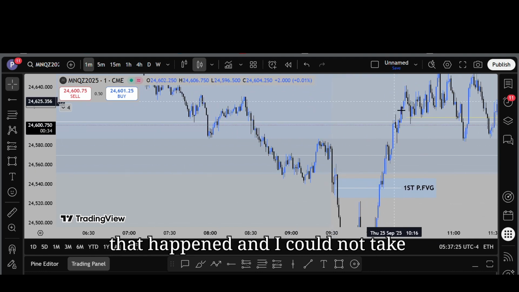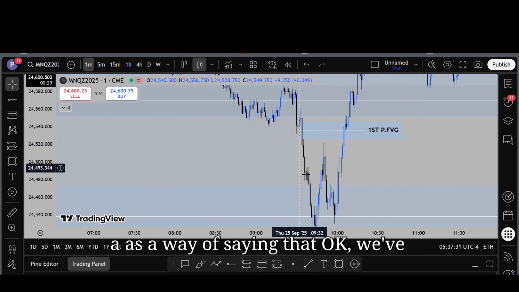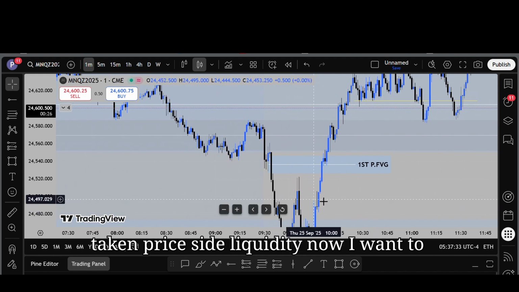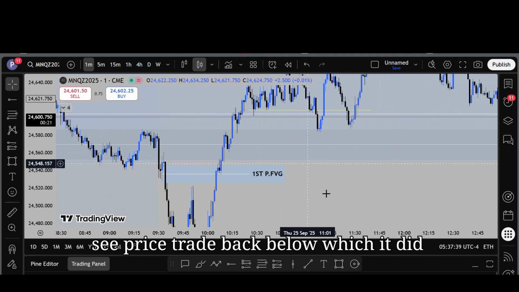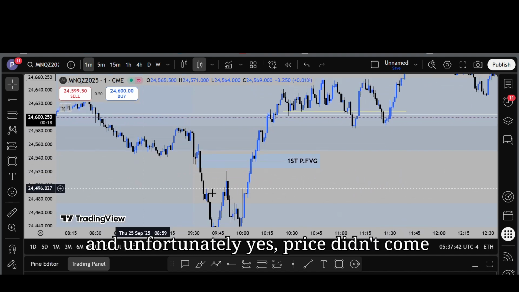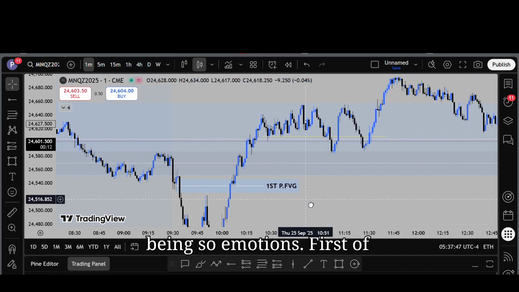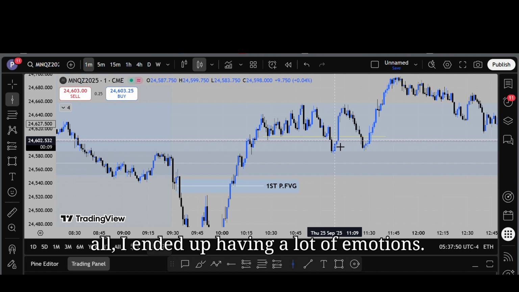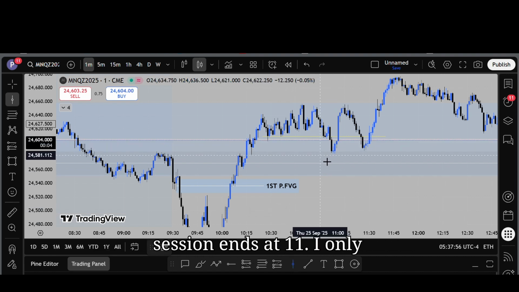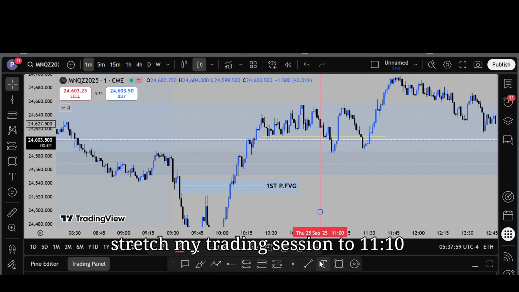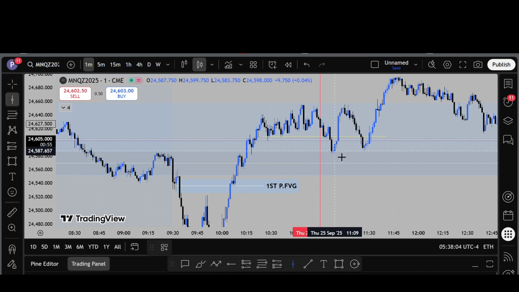However, since that happened and I could not take advantage of that, I used that as a way of saying, okay, we've taken buy side liquidity, now I want to see price trade back below, which it did. And unfortunately, yes, price didn't come back, but I ended up being so emotional. First of all, my trading session ends at 11. I only stretch my trading session to 11:10 if I'm already in a trade.